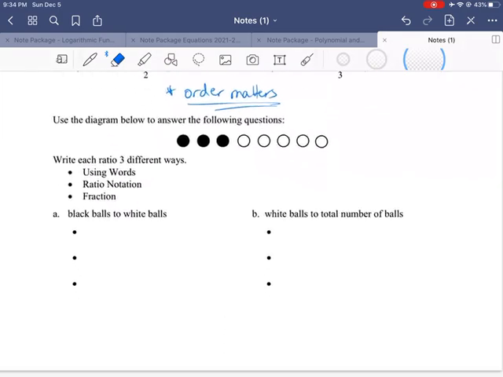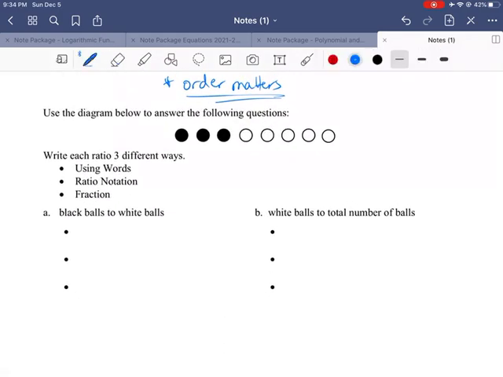So let's take another look at this next example. So what I would do is I'd pause the video and then fill out the information and then click play and see if you've done it correctly. So here, we got to count. We've got 3 of these black ones and we've got 5 white. Okay, so let's compare it in all 3 ways.